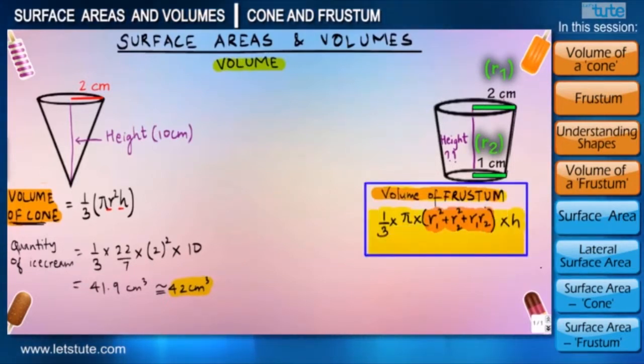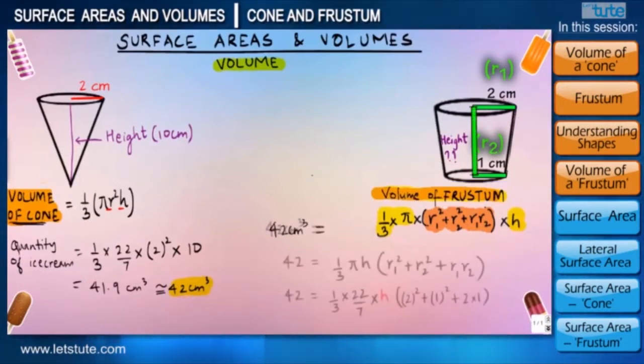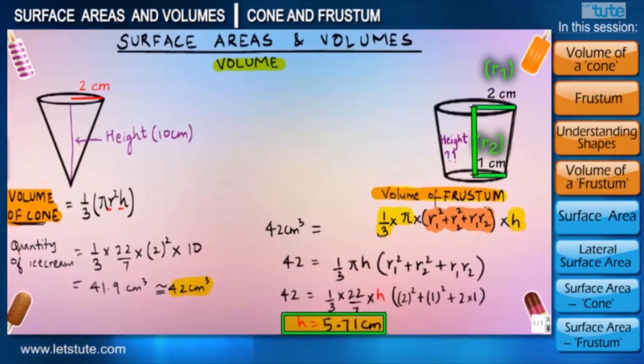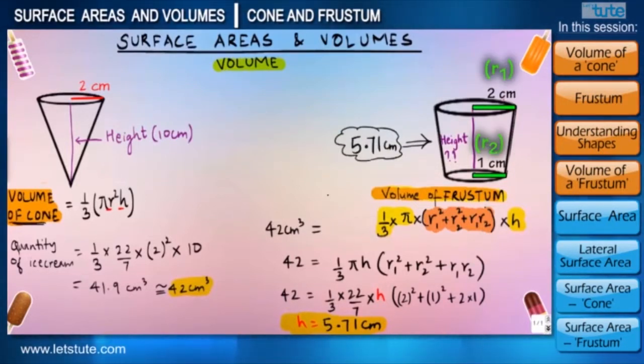Now that we know the volume of the cup or frustum, let us equate it with the volume of the cone and try to find the height of the cup. By doing so, the height will come out to be 5.71 centimeters. In order to match the volume of the cone, the parameters of the cup should be height 5.71 centimeters, upper and lower radii 2 centimeters and 1 centimeter respectively.